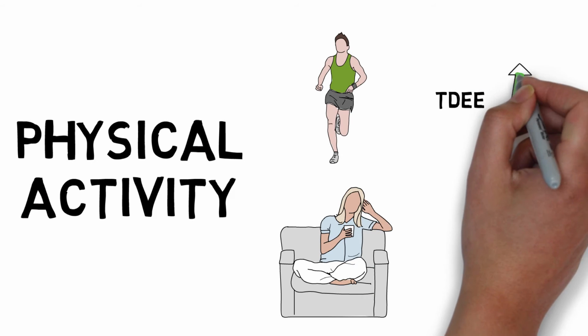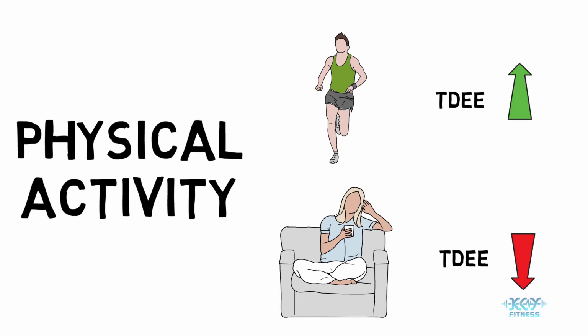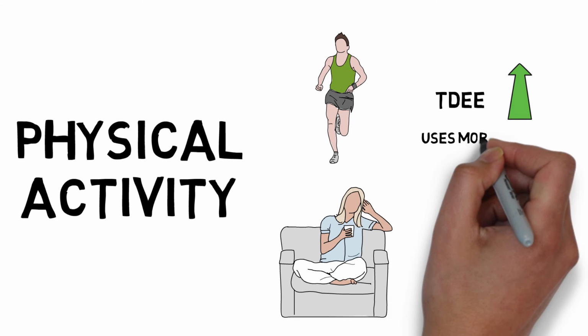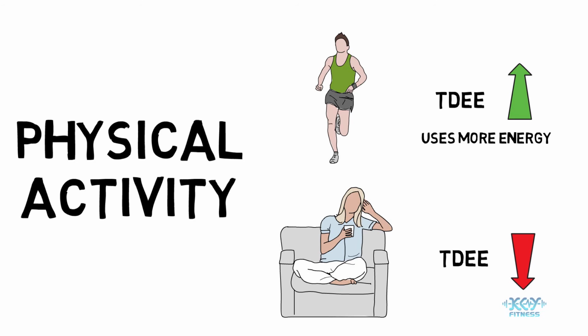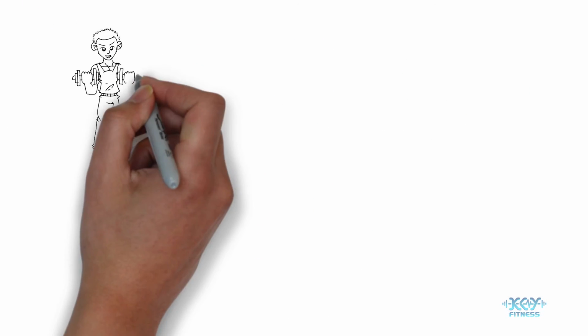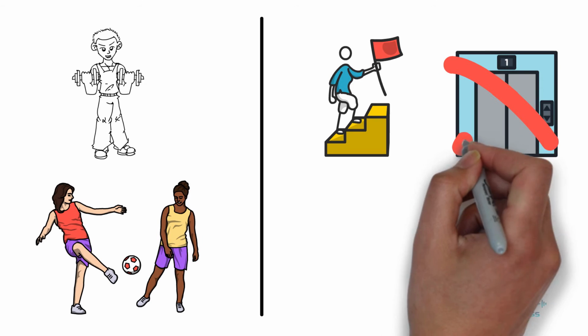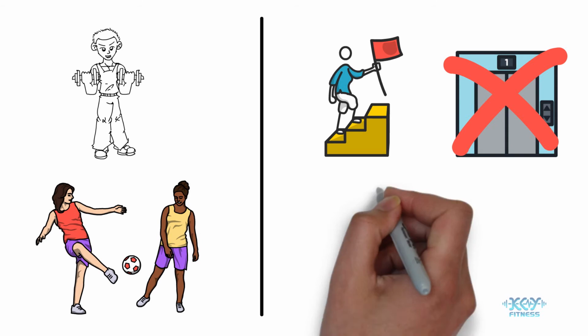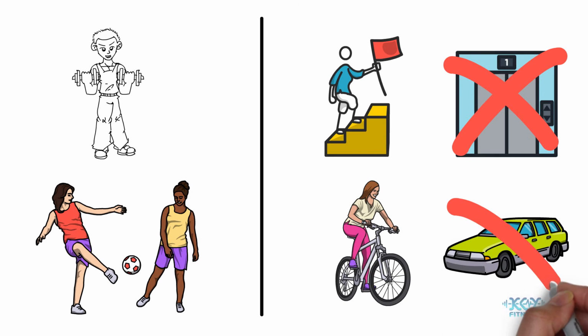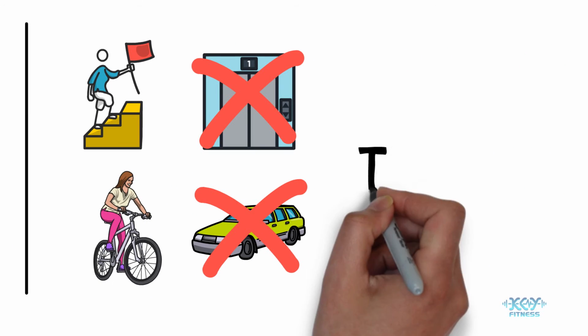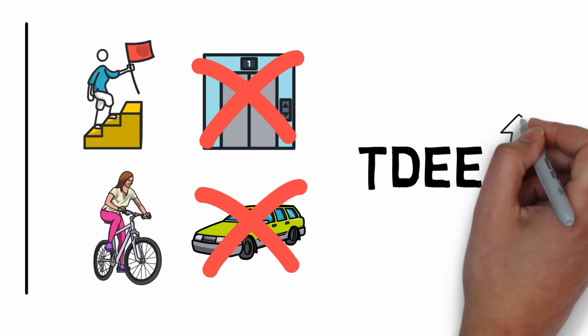Moving on to the second component, physical activity. A physically active person has higher TDEE compared to a sedentary person. This is because the body uses more energy when the person is exercising, thus burning more calories. Other than exercise and sports, moving more can also raise the calorie burning rate. For example, walking up the stairs to the office instead of taking the elevator, or cycling to school instead of riding a car. With that, you will have a higher TDEE.